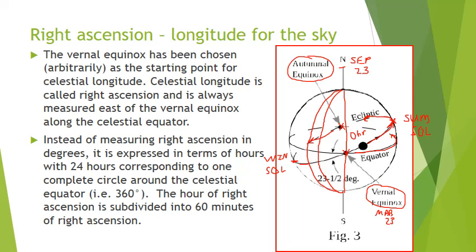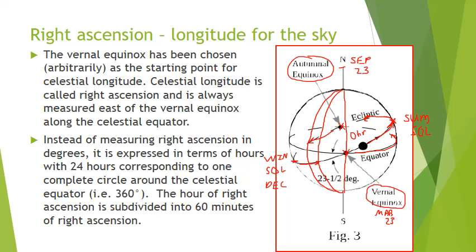And then every day after the winter solstice, remember, winter solstice is around December 21st. Every day thereafter, it's going to move a little bit closer to the celestial equator until eventually by March, it's back on the celestial equator.